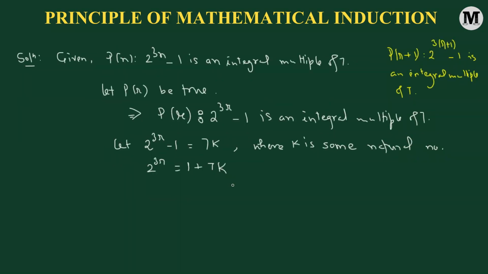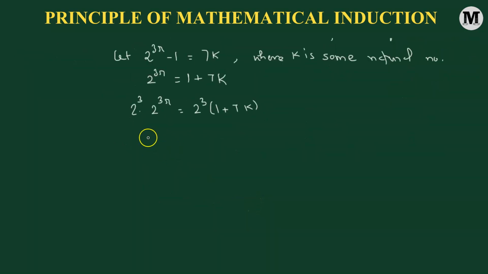Next, we're going to multiply both sides by 2 raised to the power of 3. Multiplying with 2 raised to the power of 3 on both sides gives 2 cubed multiplied by 2 raised to the power of 3r, equals 2 cubed multiplied by 1 plus 7k. Fine. Now, further simplification gives us 2 raised to the power of 3r plus 3, equals, since 2 cubed is 8, 8 added to 7 times 8, that's 56k. Next, we have 2 raised to the power of 3 times r plus 1.